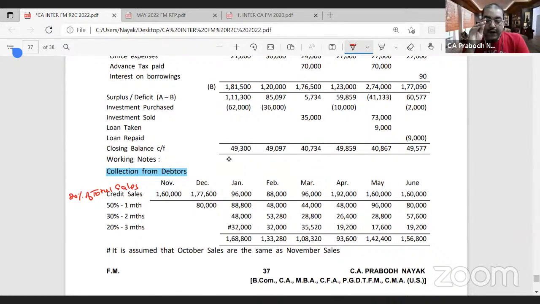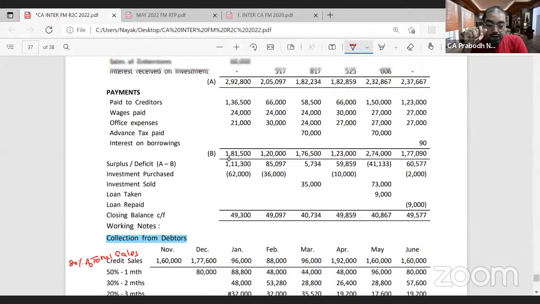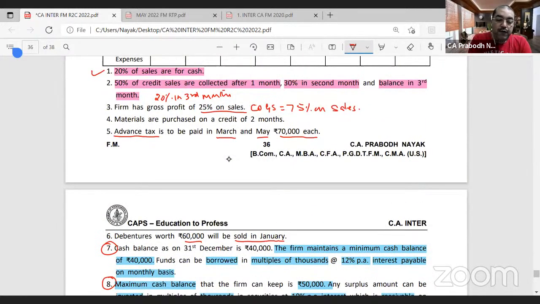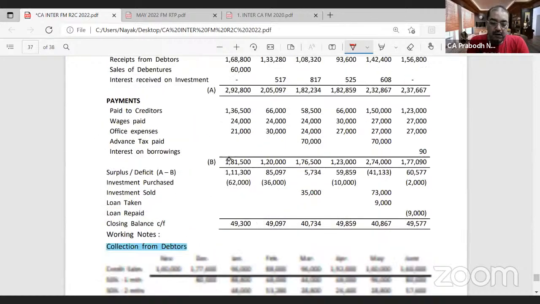Okay. So once I calculate all the 80% of the sales, now how am I going to work it out? They have said 50% of the credit sales are collected after 1 month. So November sales, 50% will be collected in December. 30% of November sales will be collected in Jan. And 20% of the November sales will be collected in Feb. So December, Jan, and Feb: 50, 30, and 20. Remember 50, 30, and 20.